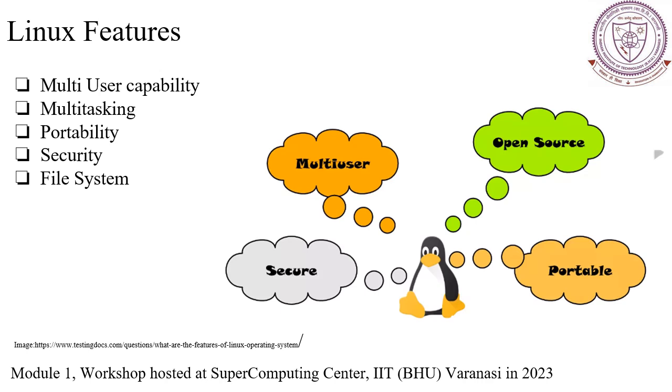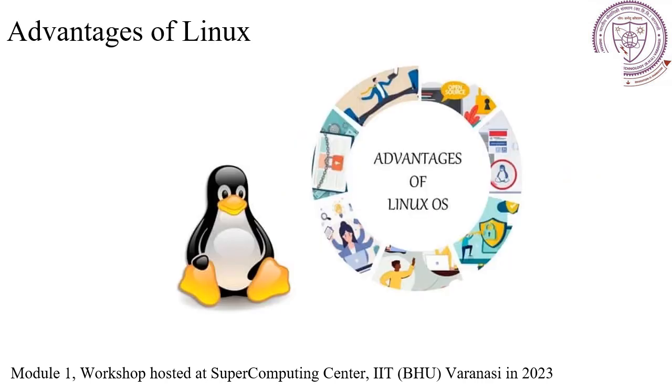The third one is portability. That is, Linux is a portable OS, meaning that it can be run on a variety of hardware platforms. This makes it ideal for use in embedded systems or other devices where space and weight are limited. The fourth one is security. Linux is a very secure OS. It is less susceptible to viruses and malware than other operating systems. The fifth one is the file system. Linux has a powerful file system that allows you to organize your files in a logical way.